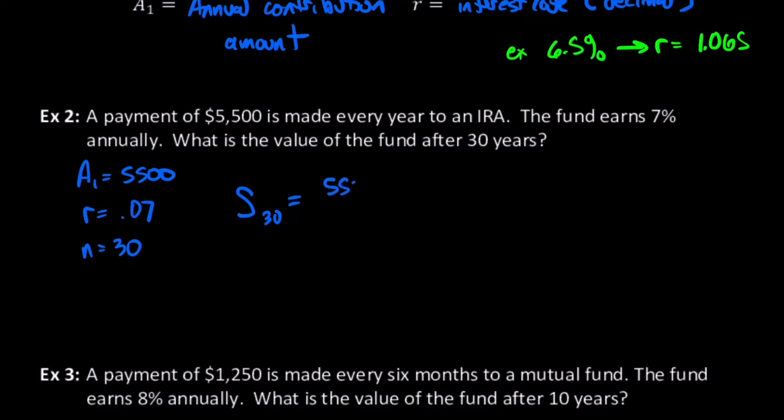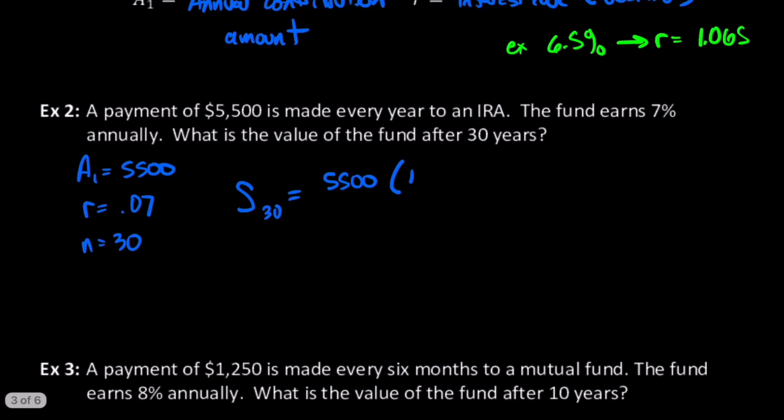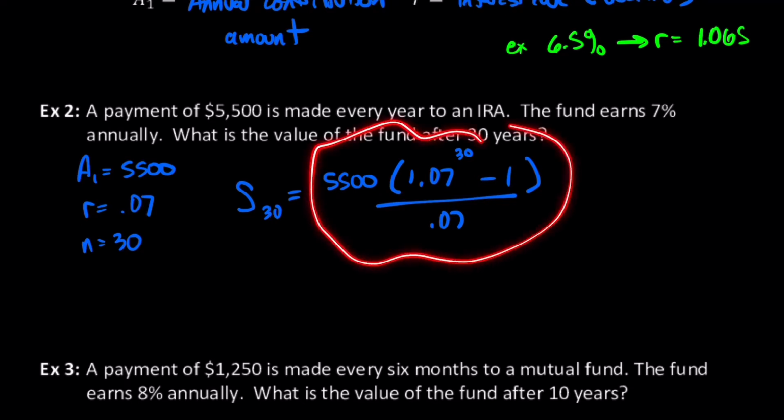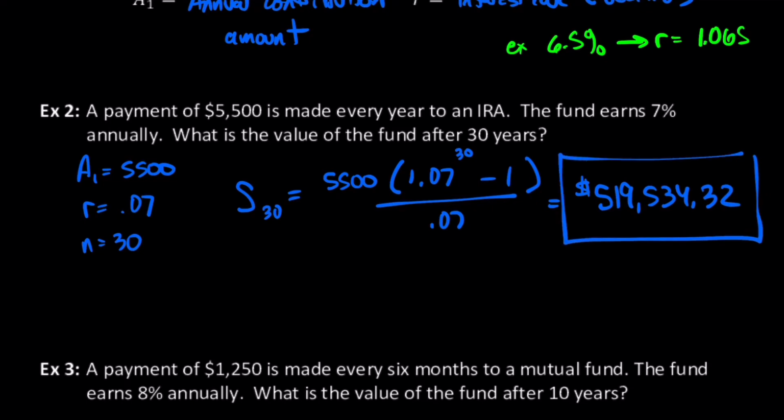That's going to be 5,500, how much we put in every year, times 1. Now again, I'm showing you what formula I'm going to use. I'm using this one right here. 1.07 to the 30th minus 1, close your parentheses, all divided by 0.07. Again, all you're doing is plugging all of this into the calculator in one shot. Create your fraction, alpha F1, and then enter those numbers. And that gives you this pretty big number, $519,534.32. So obviously a very, very significant amount of money.